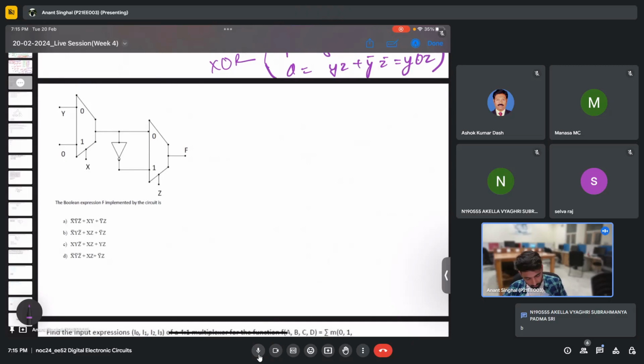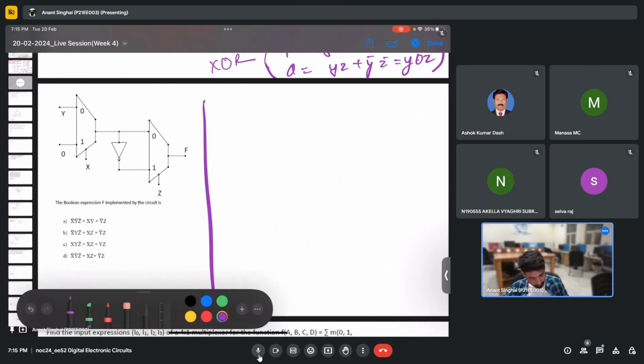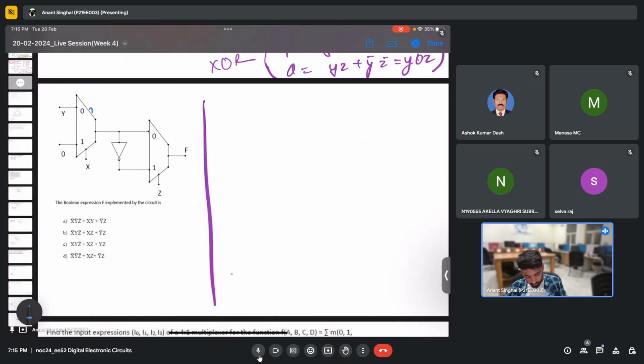Okay, so let's see. I've got one answer as B. This will be x complement, this will be x. So here it will be x complement y. Here it will be the not of that, so I'm just writing x plus y complement. Here it will be z bar. Here it will be z. So final F will be x complement y z complement plus x plus y complement times z.